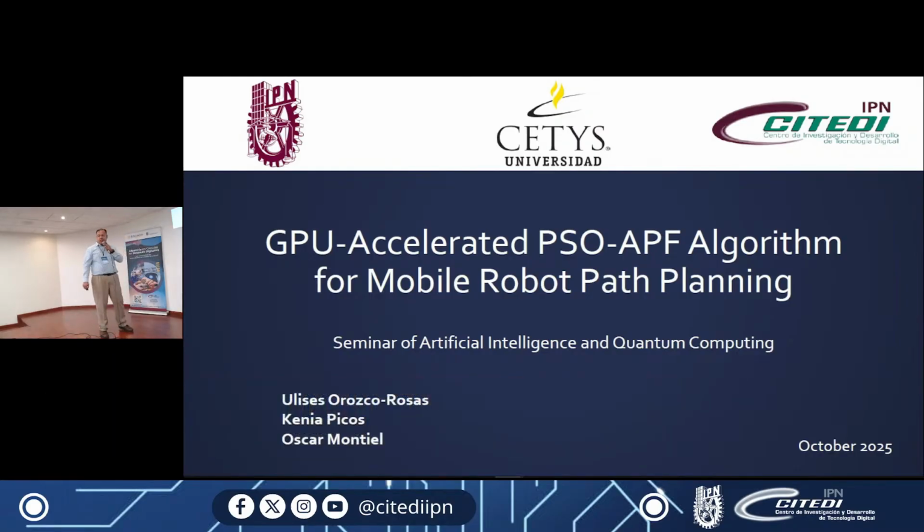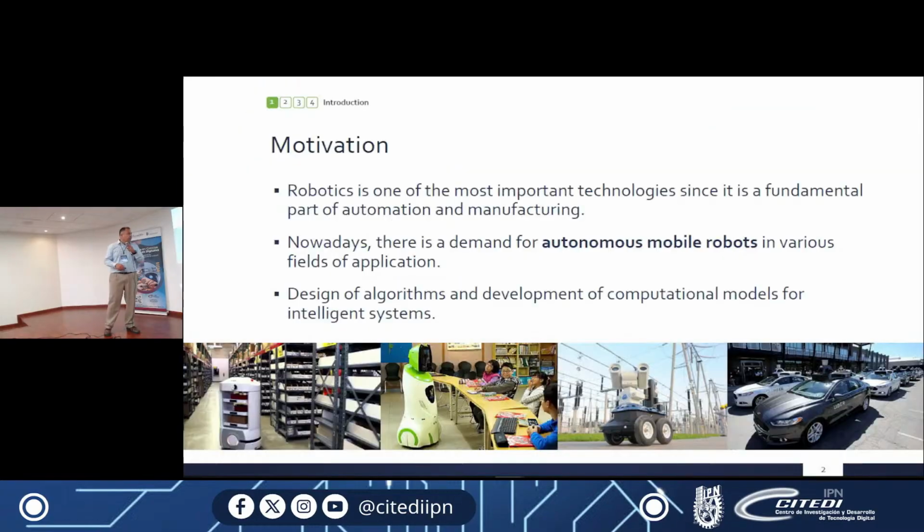Welcome to the presentation of GPU Accelerated Particle Swarm Optimization and Artificial Potential Field Algorithm for Mobile Robot Path Planning. My name is Ulises Orozco, and this work was in collaboration with Dr. Kenia Picos and Dr. Oscar Montiel.